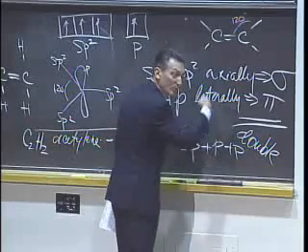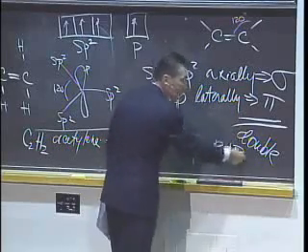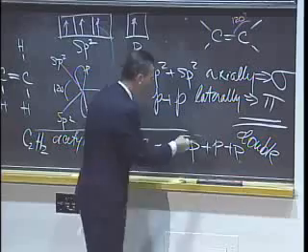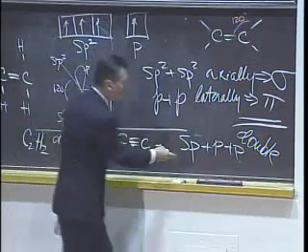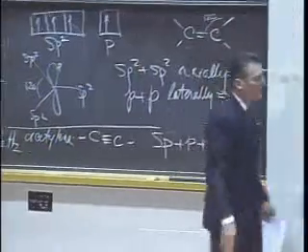This p smears with its neighbor to give a pi. This p smears with its neighbor to give a pi. And this smears axially to give a sigma. So 1 sigma plus 2 pi's, triple bond. That's the whole story. Cool.